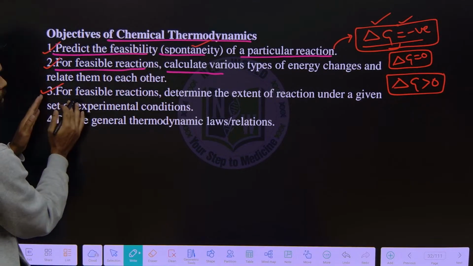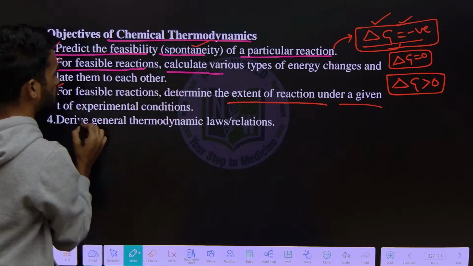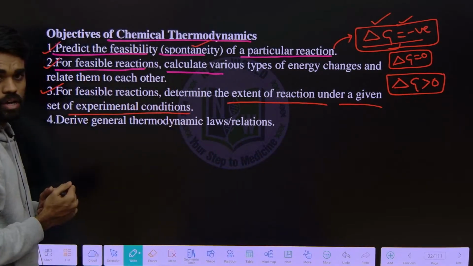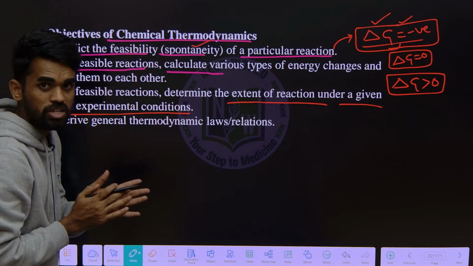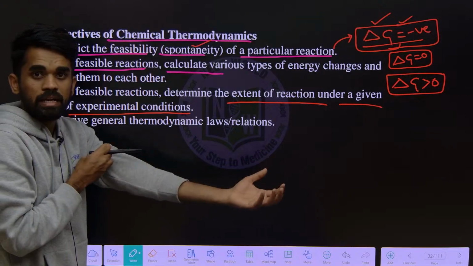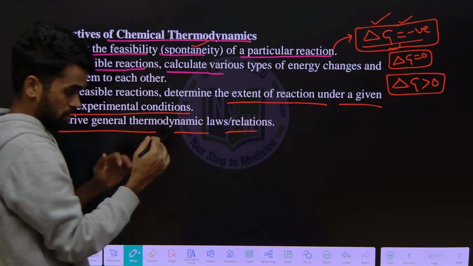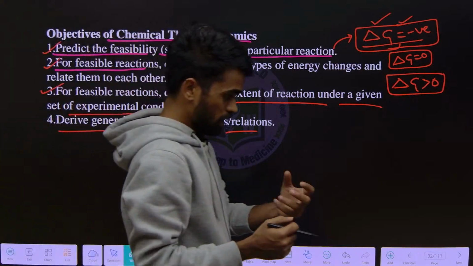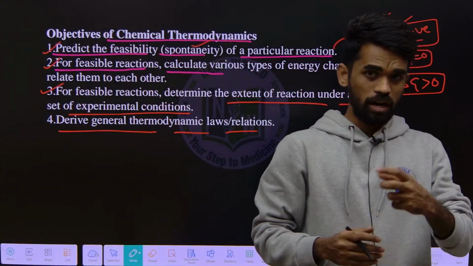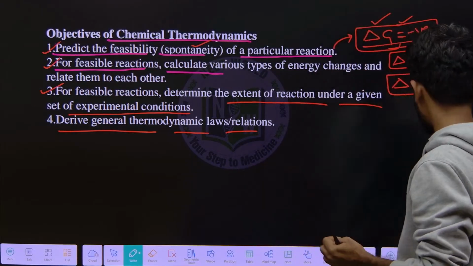Then next, for a feasible reaction, we can determine the extent of reaction under a given set of experimental conditions. We can alter the experimental conditions to make it more productive, for a higher possible yield, and derive the general thermodynamic laws and relations. We will be deriving some thermodynamic laws and relating them. These are the things we are going to do here.